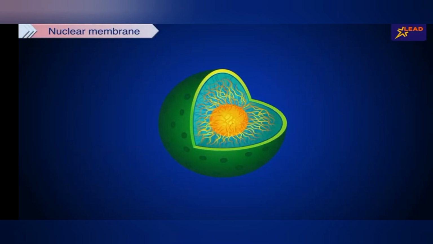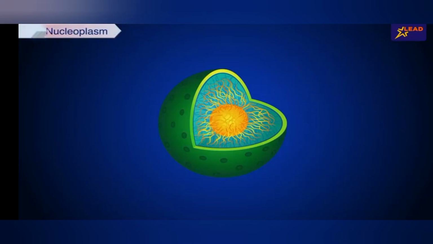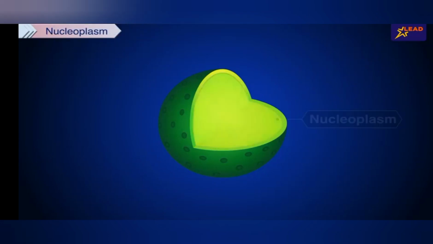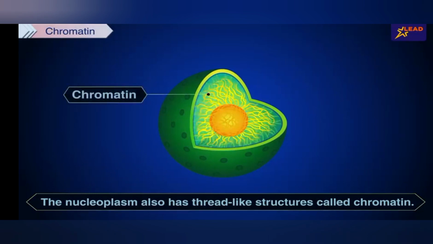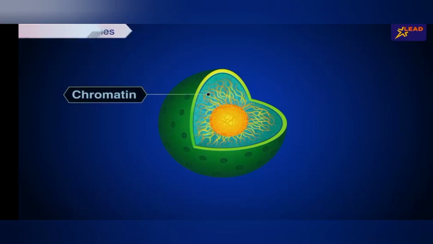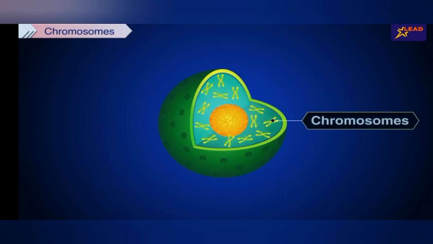The nucleus also has a ball-like structure called the nucleolus. The nucleus contains a fluid present inside it. This fluid is called nucleoplasm. The nucleoplasm also has thread-like structures called chromatin. These chromatin fibers condense before cell division to form rod-like structures called chromosomes.